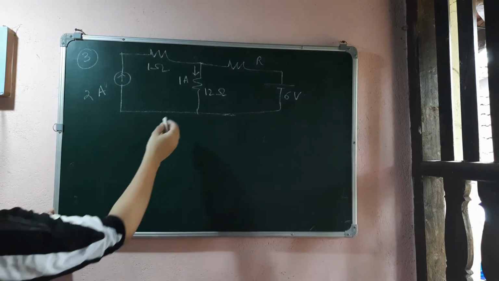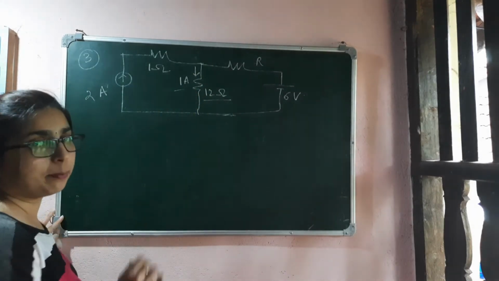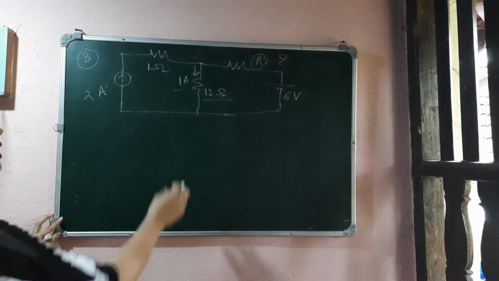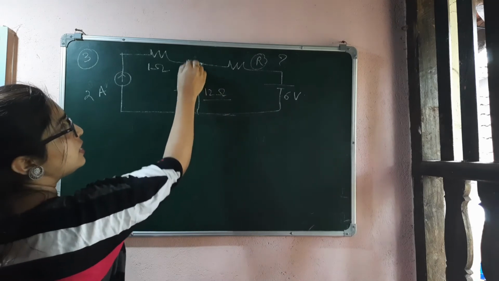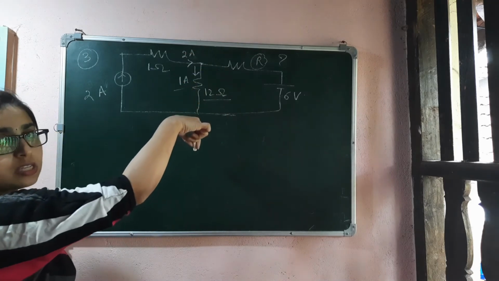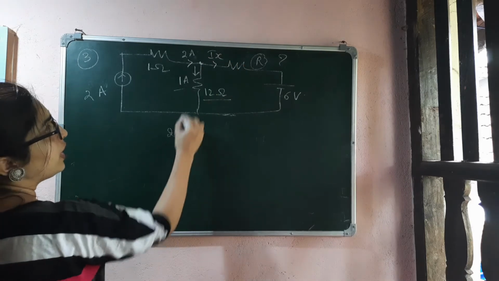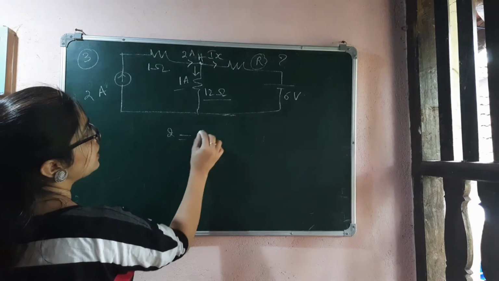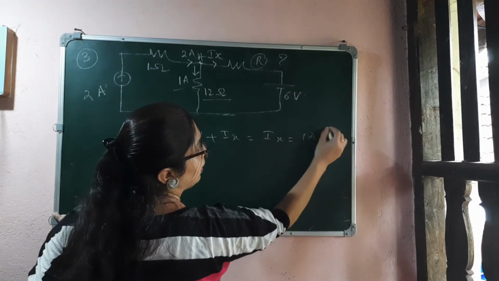So in this figure, they have told that this 12 ohm resistor draws the current 1 ampere. So what will be the value of R? Okay, so see, this is 2 ampere, 1 ampere is flowing here. If I assume this as Ix, then at this particular node A, you should have 2 equal to 1 plus Ix. That means Ix should be equal to 1 ampere.